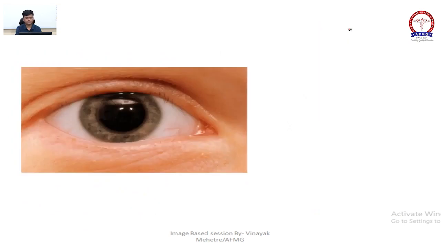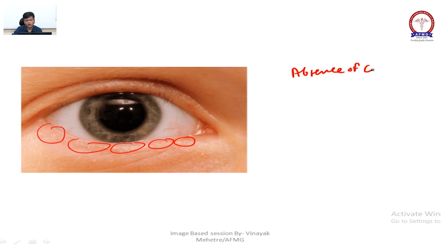Now, this one, can you see there are very few cilia or absence of cilia? Absence of cilia is seen. What is it called? Madarosis. Absence of cilia is called madarosis.